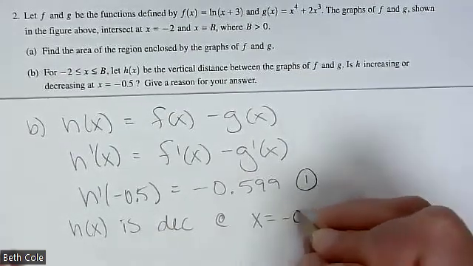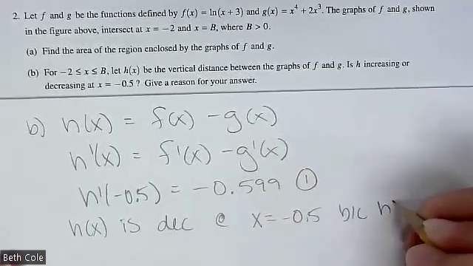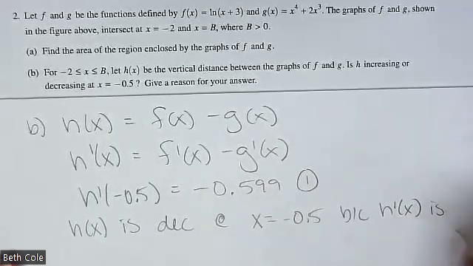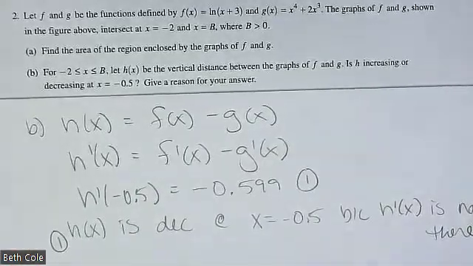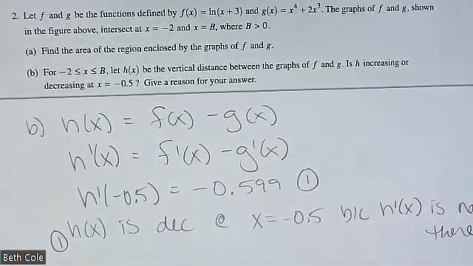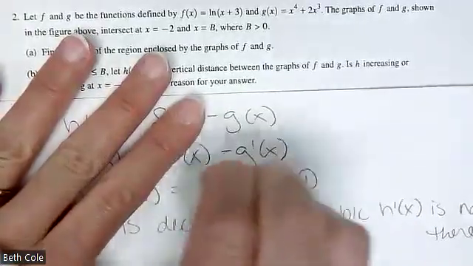Yep, at x equals -0.5 because h prime is negative there. And you get a point for that sentence. I'm sorry, go ahead. Say h prime at -0.5. Oh, yeah, good call. Don't write this number on your paper.